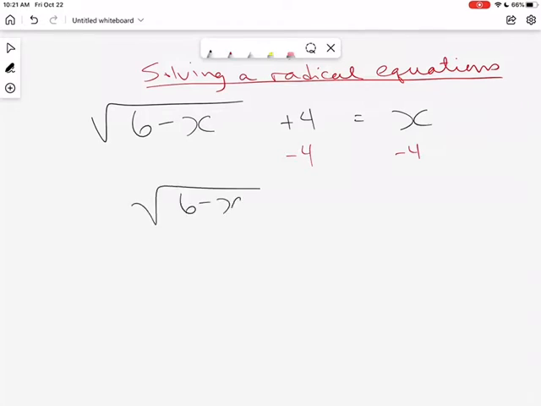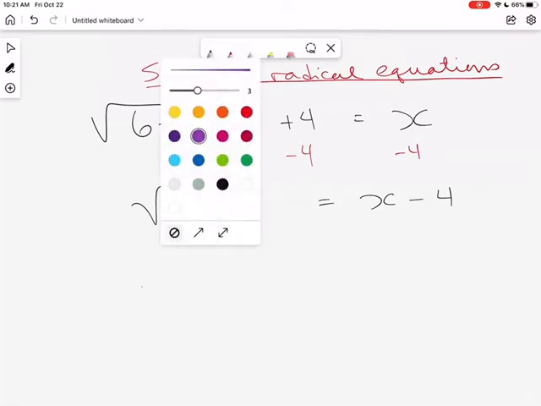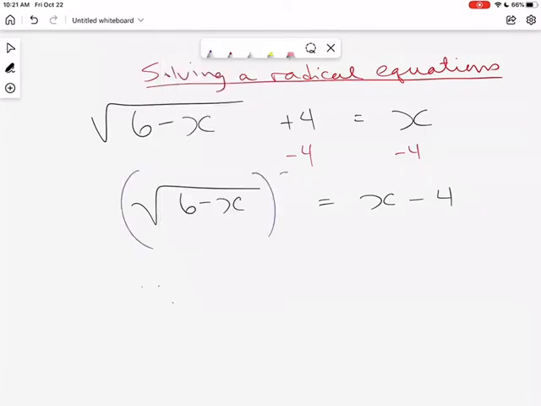So it's going to look like this. It's going to be the square root of 6 minus x equals now x minus 4. And to get rid of this square root situation, we are going to square both sides. And in doing so, this will cancel out my square root. So I'll be left with 6 minus x. And on the right-hand side, as you know, x minus 4 all squared is going to turn into a perfect square trinomial.